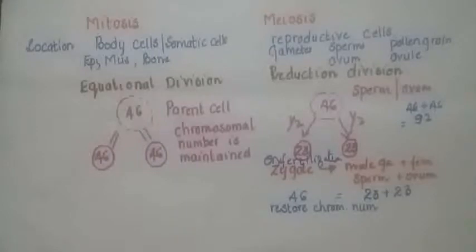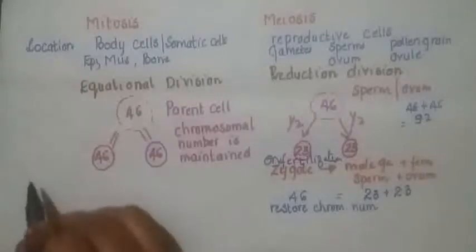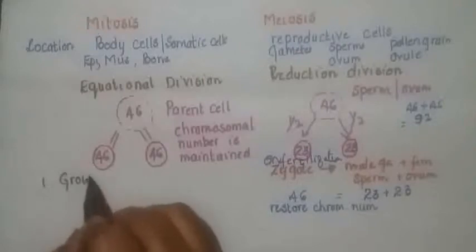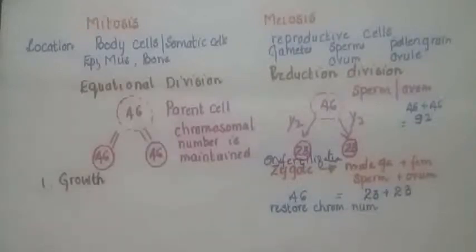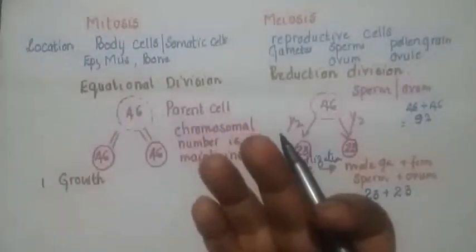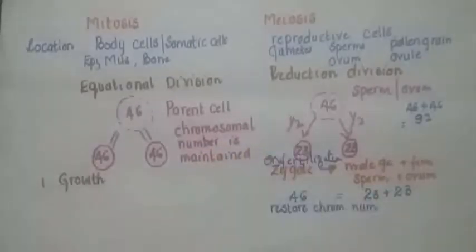Fine, children? Okay. Now let us study the importance of mitosis, why mitosis occurs in the body. So mitosis occurs in the body to help in growth. What is the meaning of helping in growth? It is nothing but increasing the number of cells.